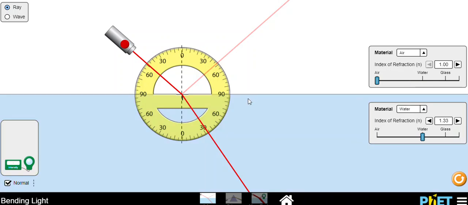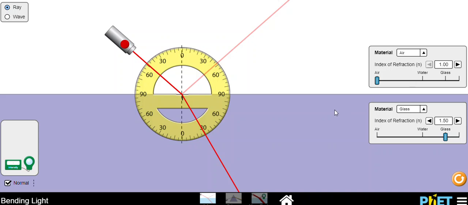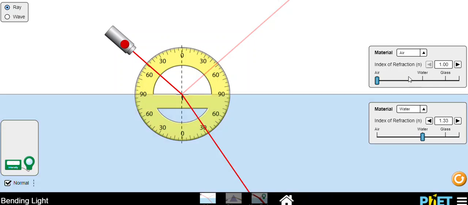So for example, when I have air to water, you see how when the ray passes through the interface, it is going to move toward the normal. And it's because the index of refraction of material 2 is greater than the index of refraction of material 1. If I increase more the index of refraction of material 2, so I change instead of water, I use glass, increasing the index of refraction, now the refracted ray moves even more toward the normal. If I use water, it moves away from the normal.